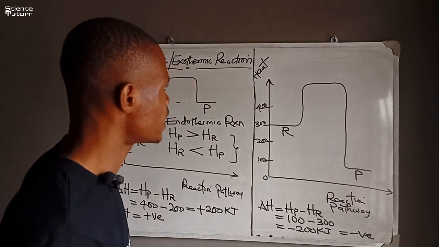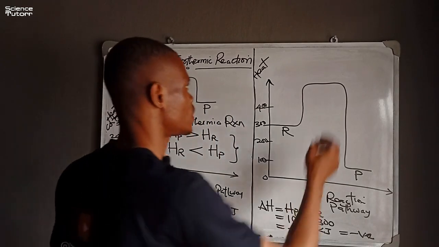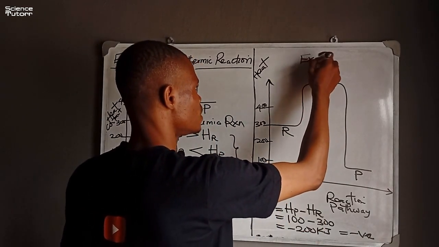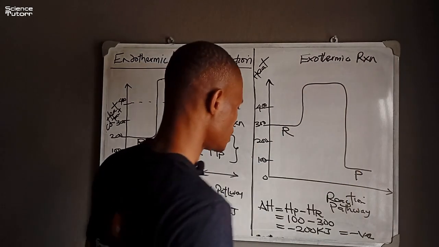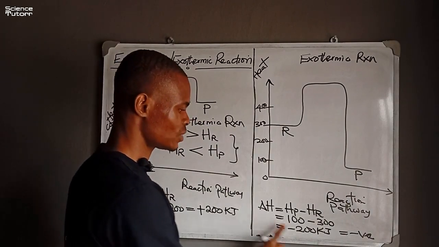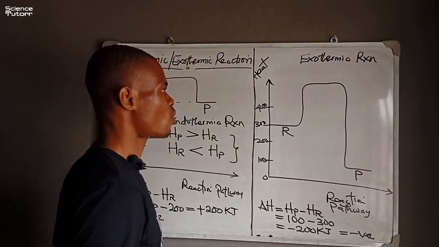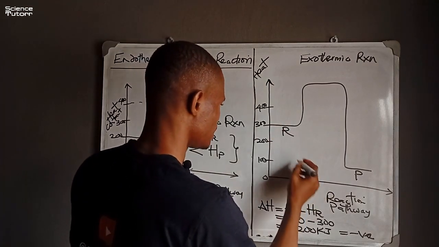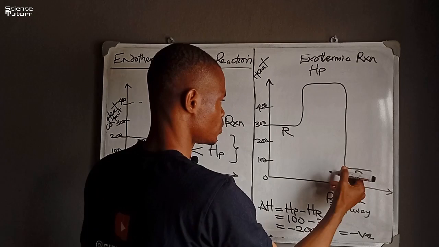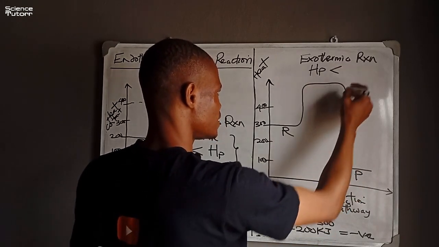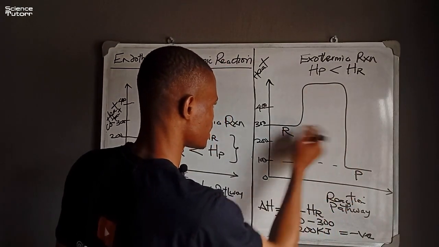Now, for the second case, which is what we are having as minus 200, since it is negative, this is called an exothermic reaction. In an exothermic reaction, the change in heat content is always a negative value. And looking at our diagram, we can also see that the enthalpy of the product is less than the enthalpy of the reactant.